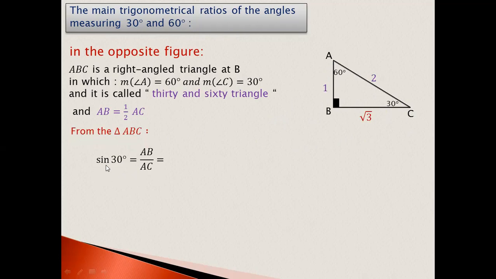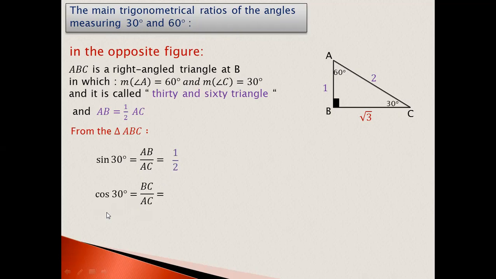Suppose we need to find the first trigonometrical function, sine of the angle 30. As we studied in the previous lesson, the sine of any angle equals the ratio between the opposite side of this angle and the hypotenuse. And the opposite side of the angle 30 is AB, and the hypotenuse is AC, so it's going to be AB over AC. AB equals 1. The ratio of AB and AC is 1 to 2, so it's going to be 1 over 2.